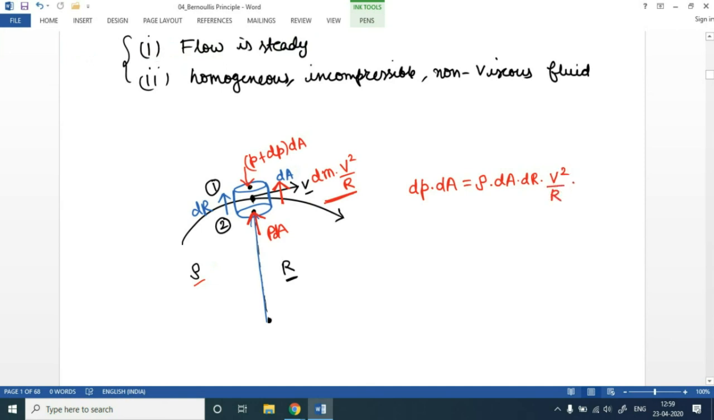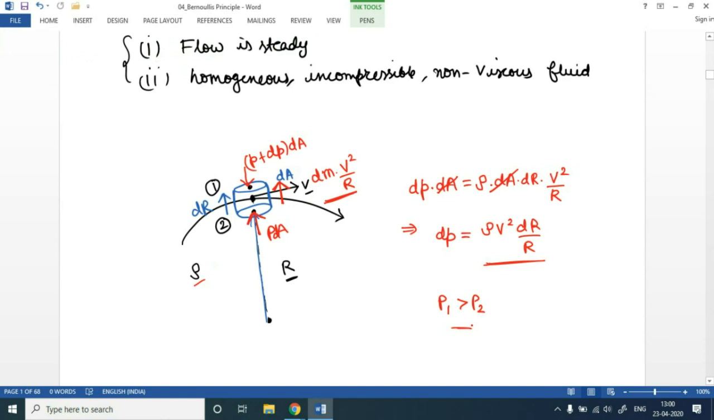That would be the force balance equation, and you can see that dA gets cancelled, and dP is nothing but rho v square dr by r. So basically the pressure difference is rho v square dr by r. Let's say dr is the small distance between these two positions. If you have some finite distance, you can integrate this equation on both sides to get the pressure difference. And it is clear from this discussion that p1 is greater than p2.